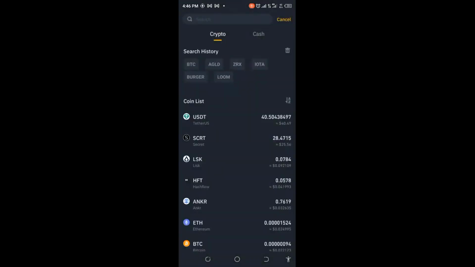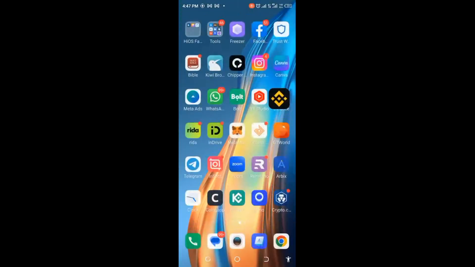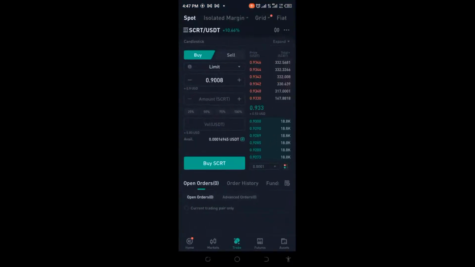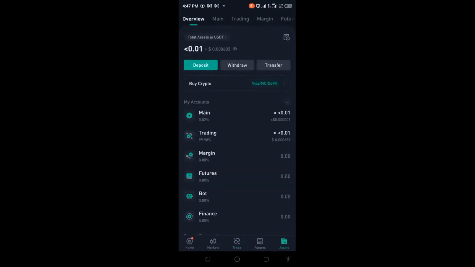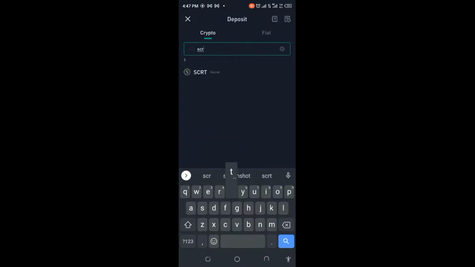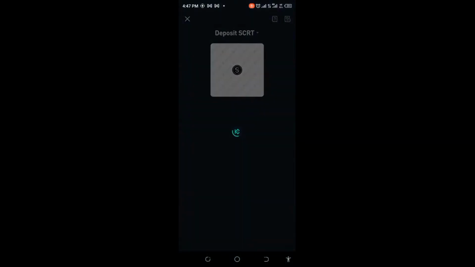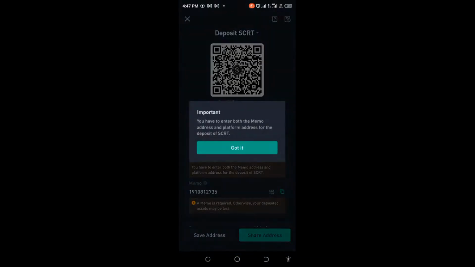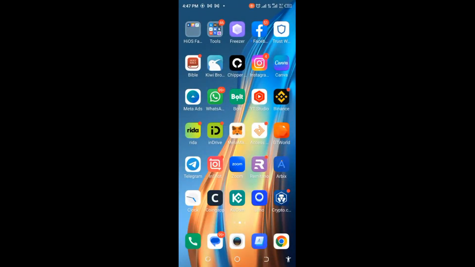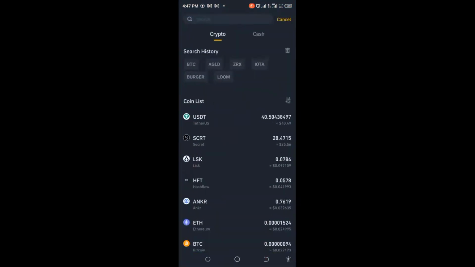Okay, so we need to withdraw it and go and check on our deposit address in KuCoin. Okay, wow, it's really racing fast. So let's go and get our deposit address. Okay, and that will be SCRT, and then we pick it. It's the Secret Network, so we go ahead and pick that quickly. Yes, and we copy both the address and the tag. Okay, so let's put that there.